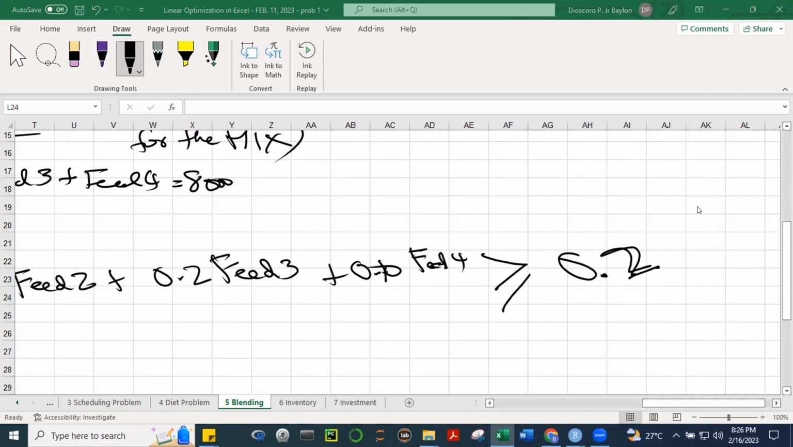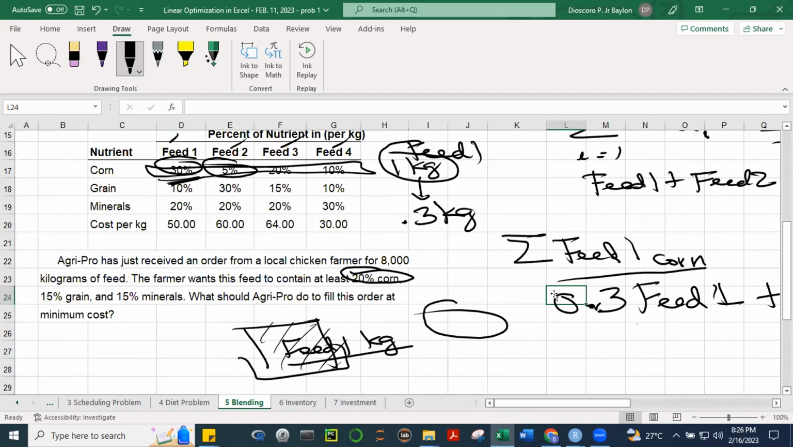Pwede pong pa-clarify lang ng problem, kasi I get na up to 8,000 kilograms of feed pag add si feed 1 to feed 4. But what happens if we add feed 1 and feed 2? Does that mean 35% corn, or paano po siya? Sorry, I didn't get your question, Rex. How does adding up the kilograms of feed translate po dun sa corn content nila? Okay, yeah, good question.